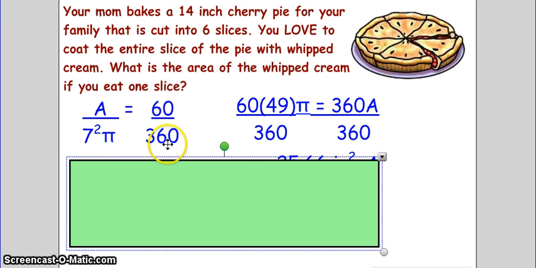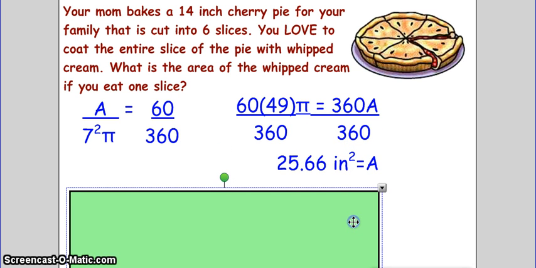Just like with any proportion, I want to cross multiply. So I multiplied 360 times A, I have that over here. And then I did 60 times 7 squared, which is 49, times pi. And I know that when I multiply those 3, the next thing I need to do is divide it by 360 to get my answer. And I come up with 25.66 inches squared.